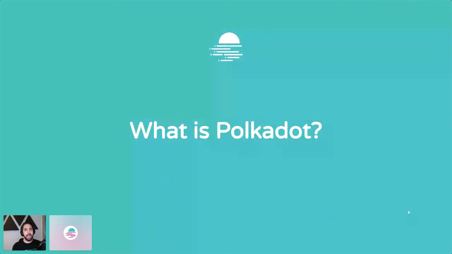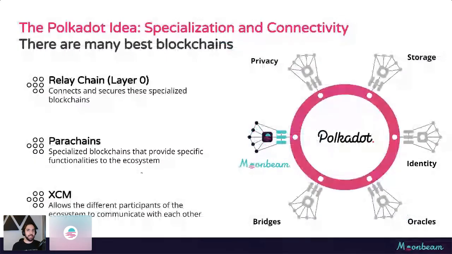The main Polkadot idea is a specialization in connectivity. There's no one blockchain to rule them all. The idea is that there are many best blockchains in this space, and Moonbeam is just one of these blockchains in an ecosystem of blockchains. Polkadot is sort of a central hub. It is also called the relay chain or layer 0. It's a blockchain that specializes in connecting other blockchains and providing security as a service to the whole network.